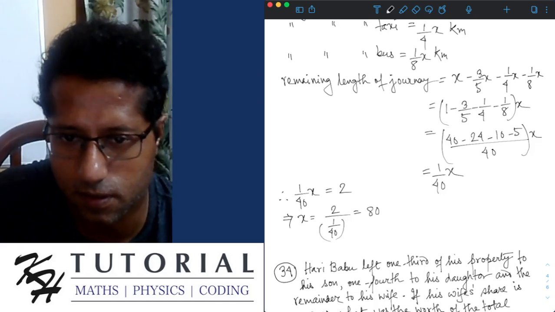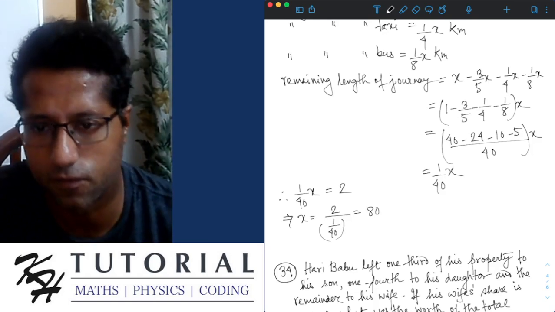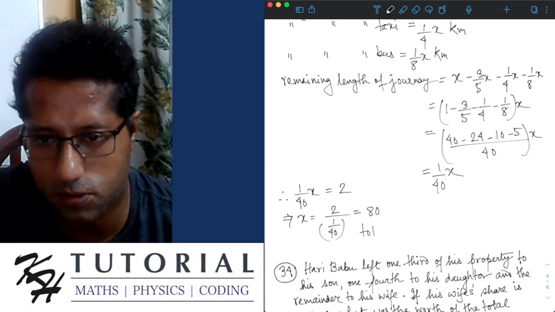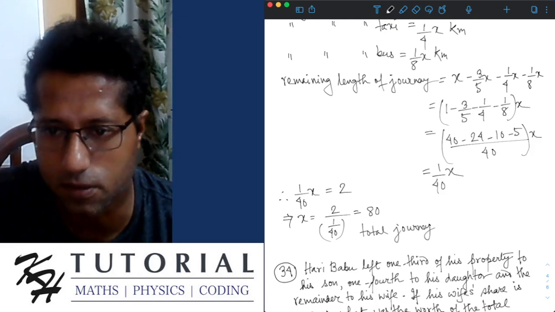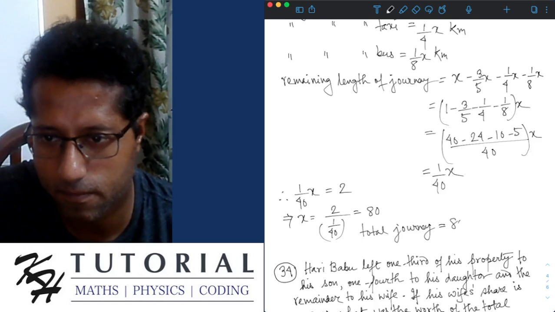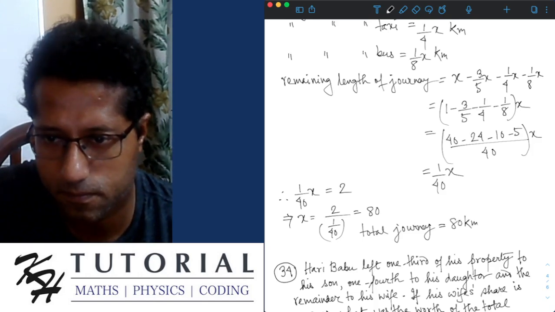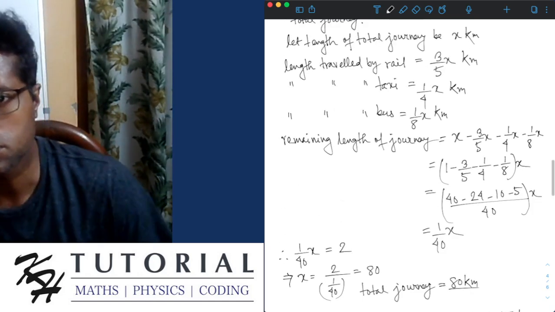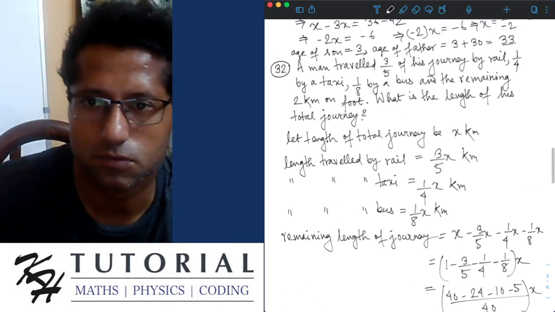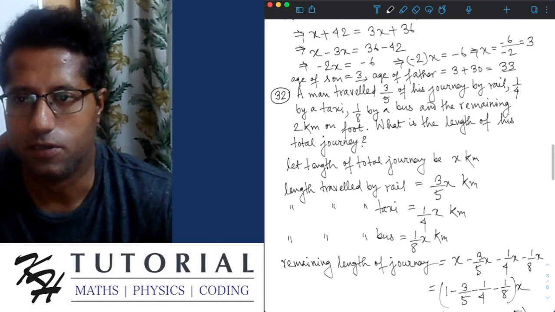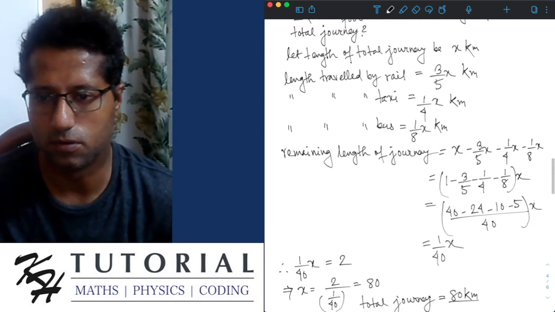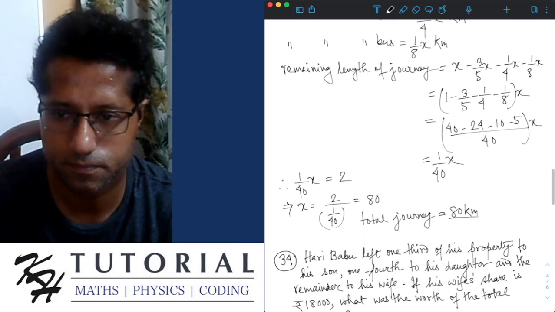So the total journey x is 80. x we have assumed to be the total journey. So total journey is 80 kilometer. What is the length of his total journey? Okay, total length is 80 kilometer.